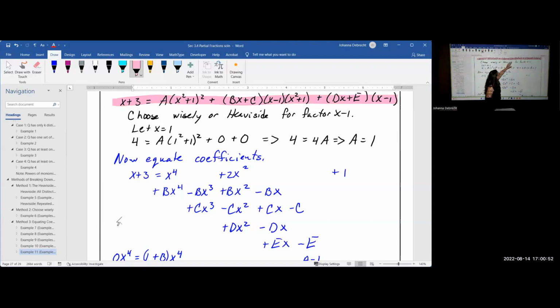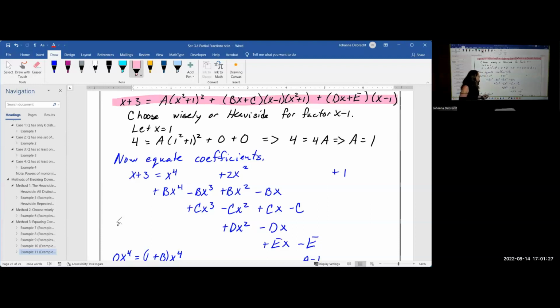Now, the next one I had to do was multiply x minus 1 times x squared plus 1. And then I had to distribute the bx plus c across it. So I did that in 2 lines. First I multiplied it out and distributed the bx across, which gave me this row here. And then I distributed the c across, which gave me this row here. Finally, I multiplied dx by x minus 1, and that gave me this second to the last row. And then I multiplied e by x minus 1, and that gave me this row here.